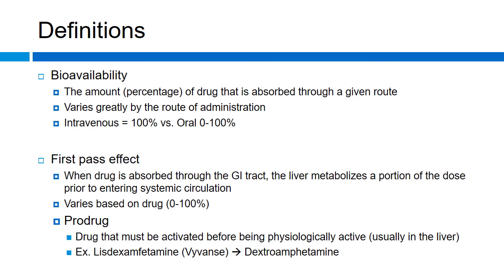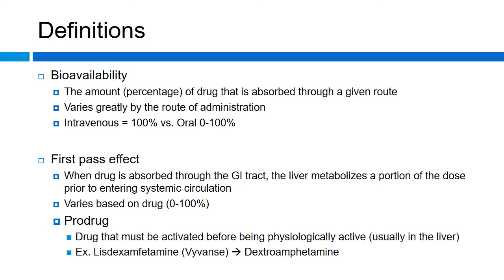Next we have what we call a first pass effect, and this is what I call the liver tax. We mentioned that the liver is really, really important for metabolizing drugs. When something gets absorbed from the GI tract, the first place it hits is the liver. Lots of metabolism happens here. The degree to which a drug is metabolized in the liver as it gets absorbed from the GI tract before it gets into the central circulation is called first pass effect.